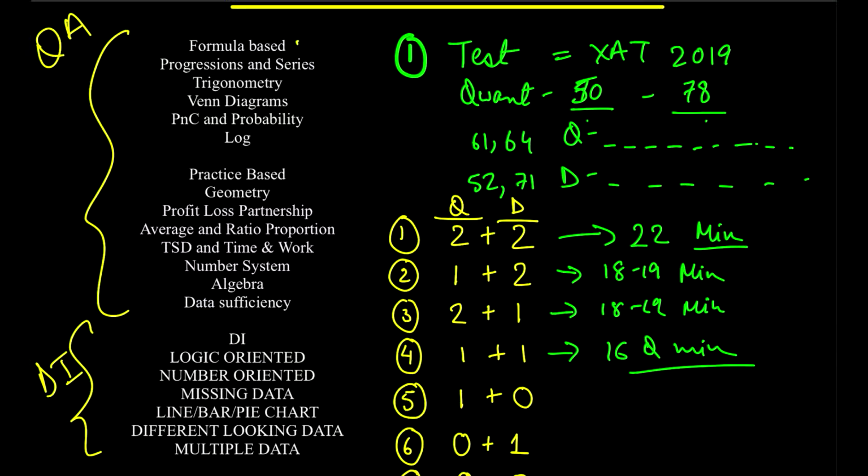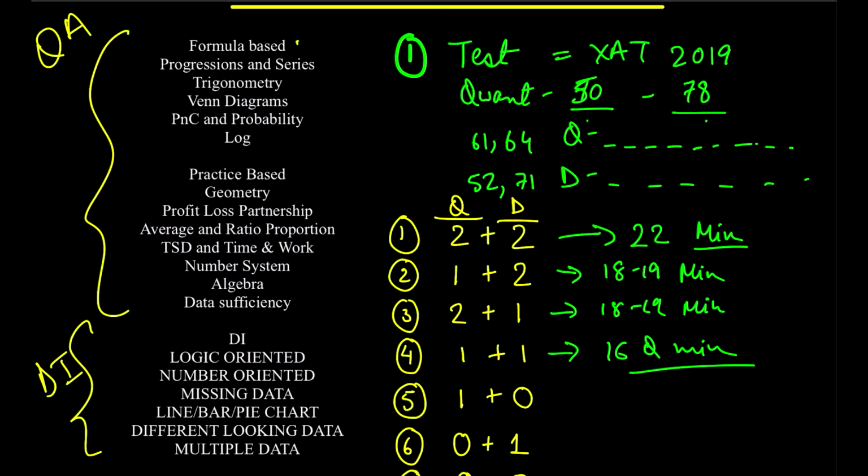Provided when it comes to practicing for 3 hours or something, don't forget to practice geometry, profit and loss, average, TSD. These four will really help you to at least get 6 questions correct. So you don't have to worry, okay.